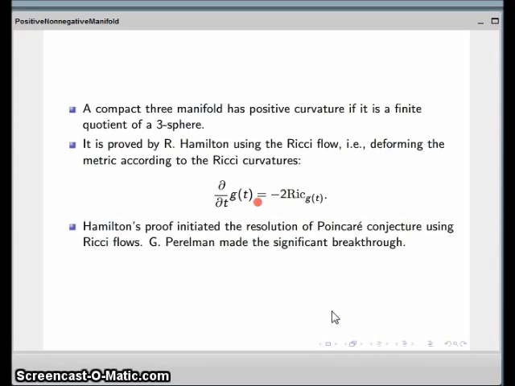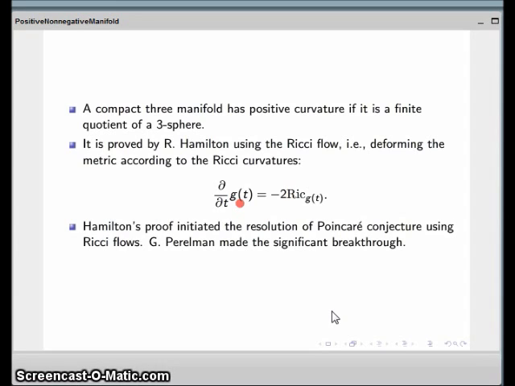The limiting metric is actually the round metric on the sphere. So this gives you information from the initial metric to the round metric on the sphere. In particular, the topology cannot change along this deformation. In particular, your manifold has to be a sphere. If you have non-trivial topology, then you may have a finite quotient of the sphere.